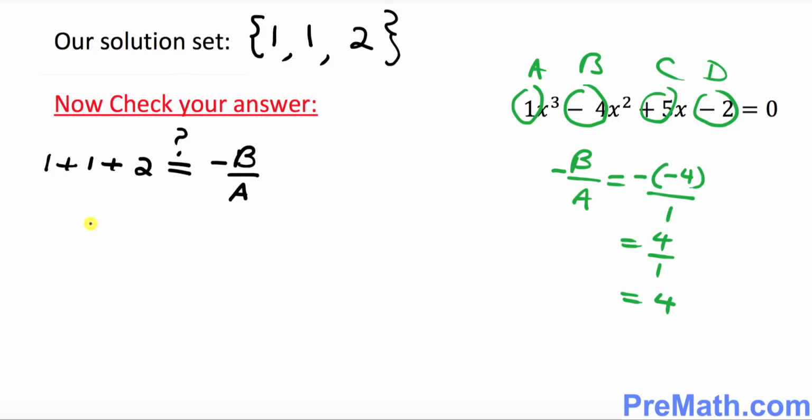So let's go ahead and check it out. On the left hand side, we got, of course, 4. Is the right hand side 4 as well? Is 4 on the left hand side equal to 4 on the right hand side? Yes. That means we checked our answers.